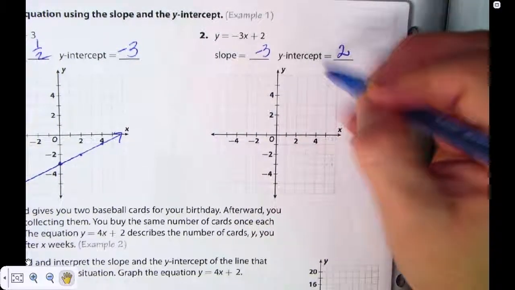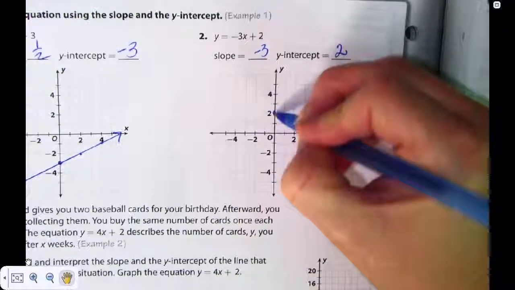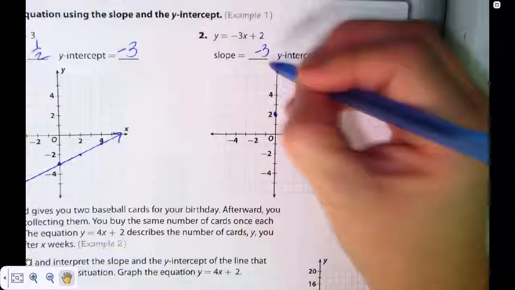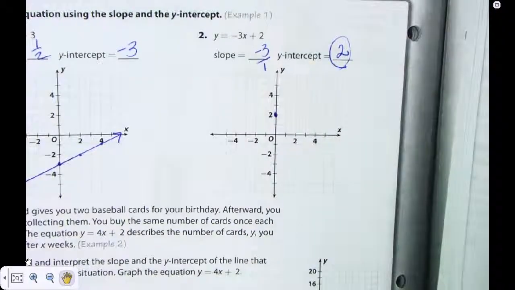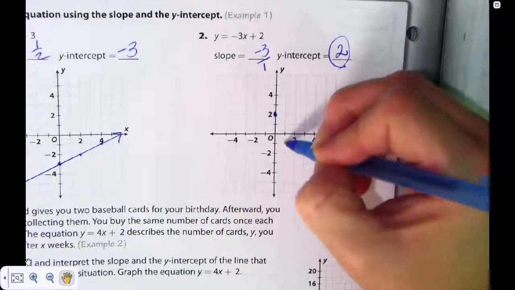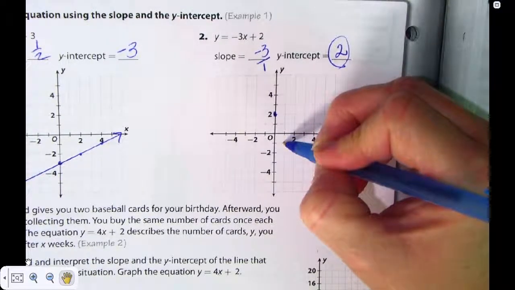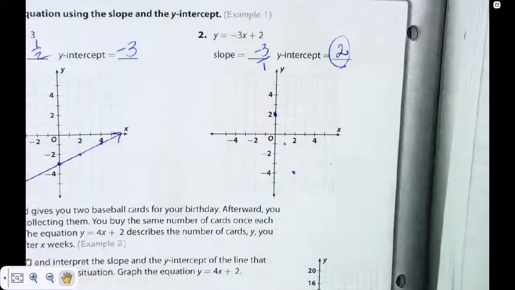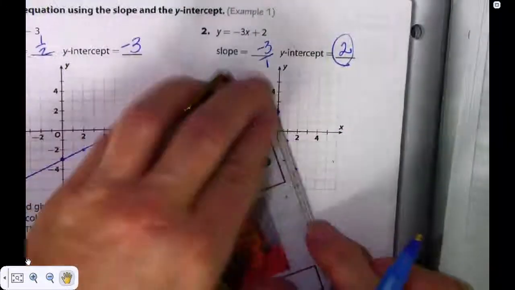Okay. Where'd you start? At the negative 3? No, at 2. You got to start at 2. And then we need a run, so I'm going to put over 1. So over 1, down 3. Then go over 1, down 3 again. And look, the slope is negative and our line is going down.